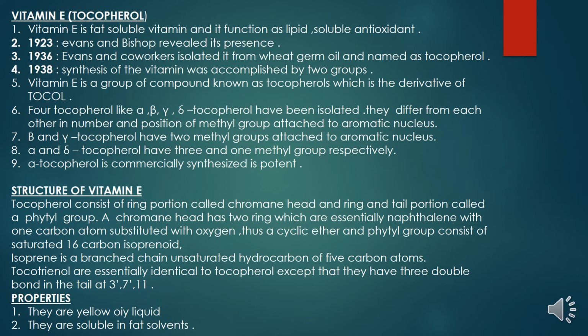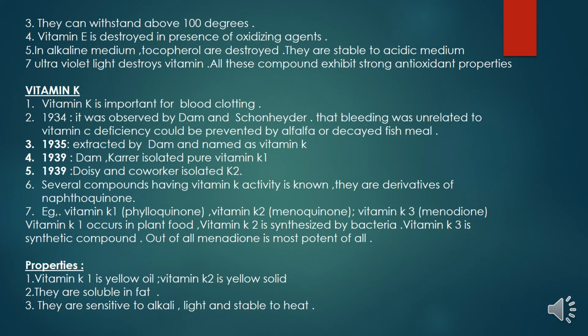Properties. They are yellow oily liquids. They are soluble in fat solvents. They can withstand above 100 degrees. Vitamin E is destroyed in the presence of oxidizing agents. In alkaline medium, tocopherols are destroyed and they are stable in acidic medium. Ultraviolet light destroys the vitamin. All these compounds exhibit antioxidant property.